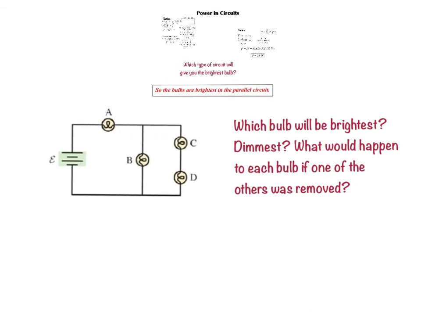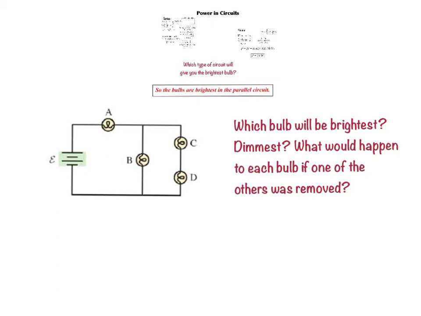So what would happen to bulbs B, C, and D if I removed bulb A? What would happen to bulb A, B, and D if I removed C? So come to class with answers to those questions, and then we'll test it out and see if your prediction is correct.